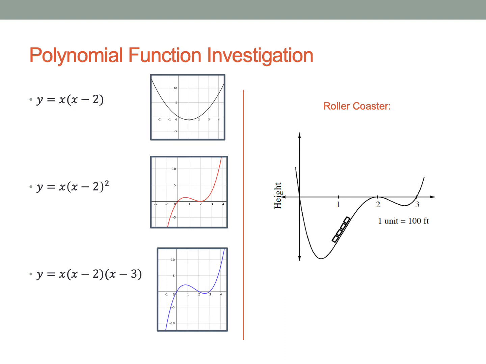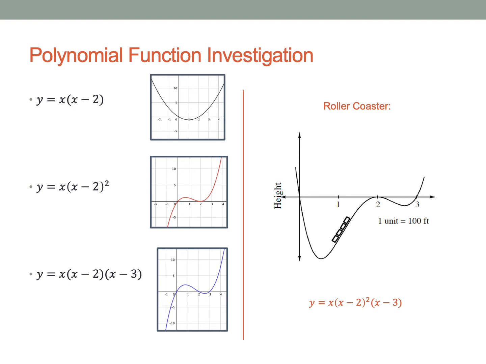Let's see if you can guess what it is. Okay, so it's y equals x times x minus 2 squared times x minus 3. Right, now this graph is degree 4. The end behavior now is the same.